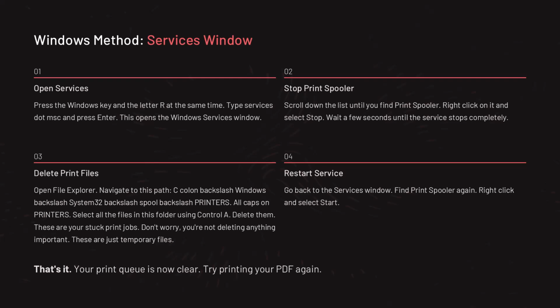Select all the files in this folder using Control-A, and delete them. These are your stuck print jobs. Don't worry, you're not deleting anything important. These are just temporary files. Now go back to the Services window, find Print Spooler again, right-click and select Start. That's it. Your print queue is now clear. Try printing your PDF again.